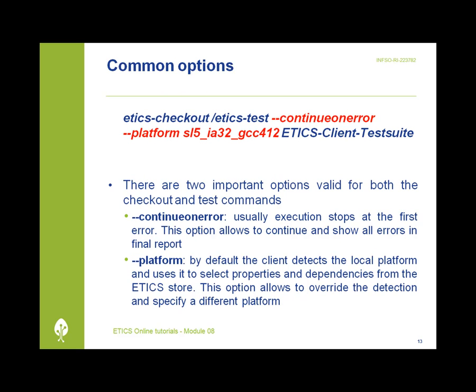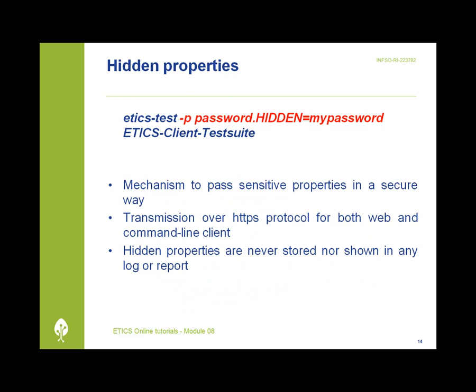By default, the client stops execution as soon as an error is found, for example if a package cannot be checked out or information is missing. The Continue on Error option allows continuation in case of errors and shows all errors in a final report. By default, the client detects the local platform and uses it to select properties and dependencies from the ETICS store. The Platform option allows detection override and specifies a different platform from the list of ETICS supported platforms.